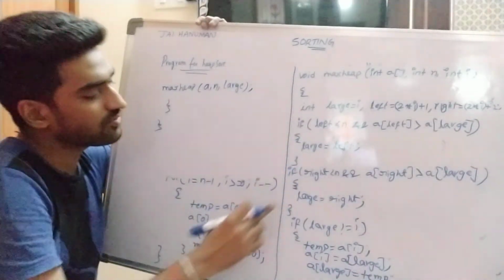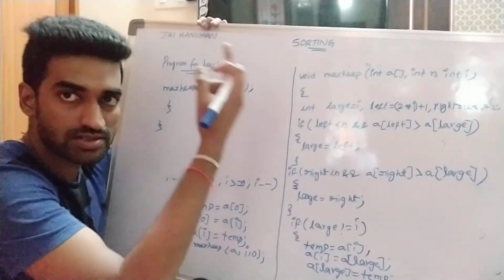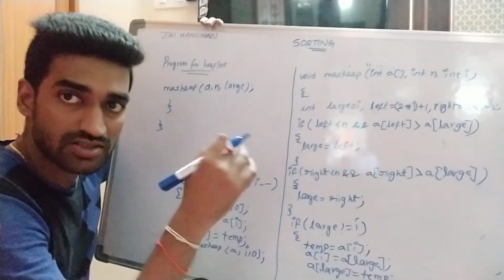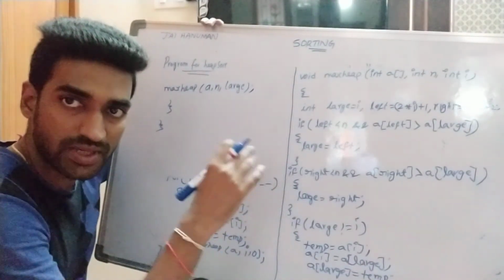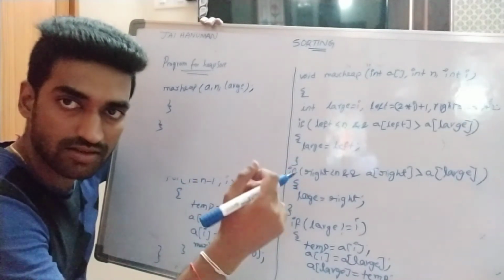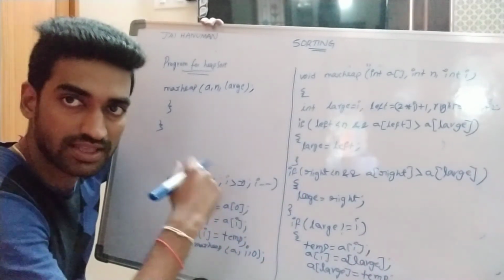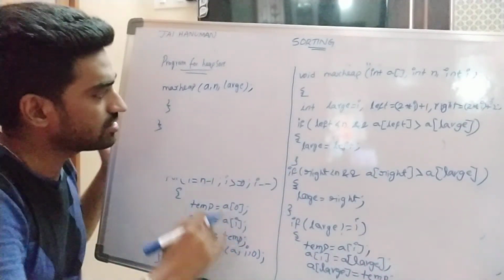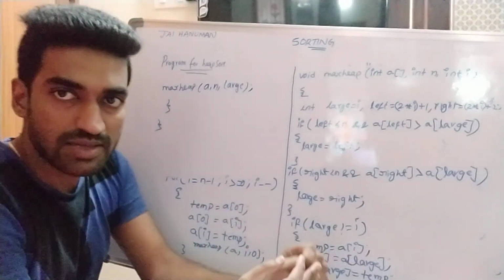After completion of the entire process, the control will be passed to the main function. In the main function, we are printing the elements after sorting. That can be done with the help of a for loop, right? So this is the program for the heap sort mechanism.